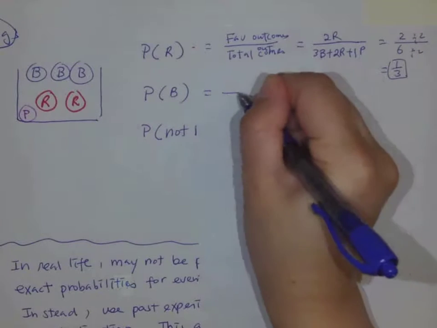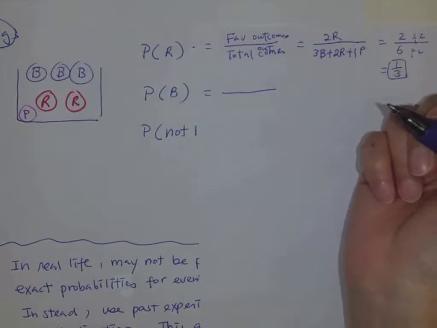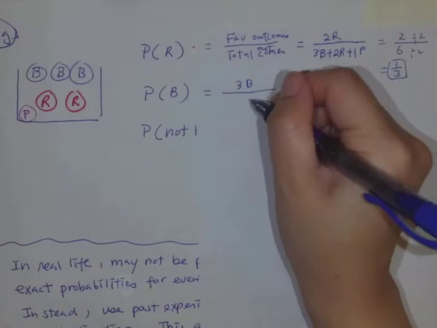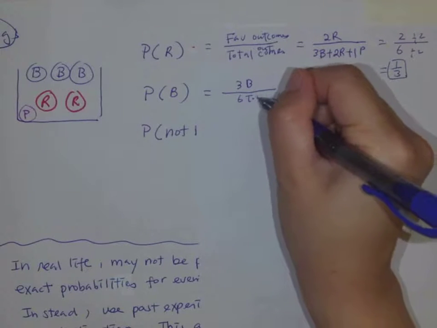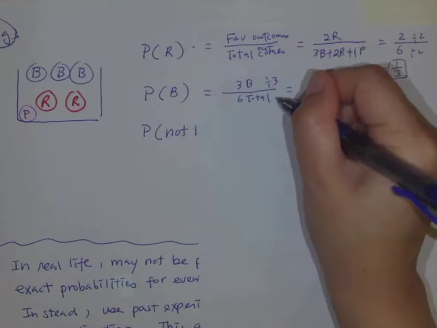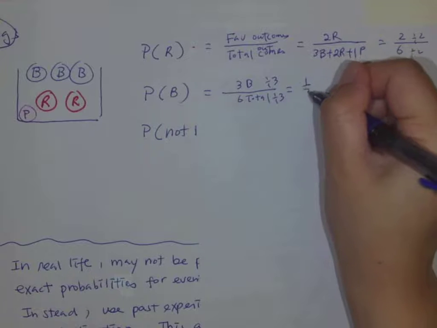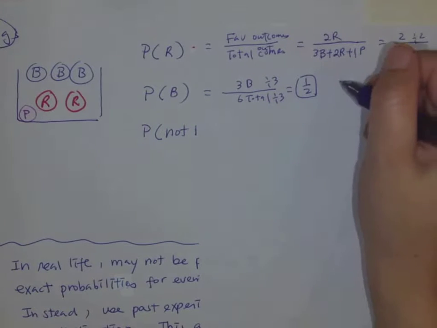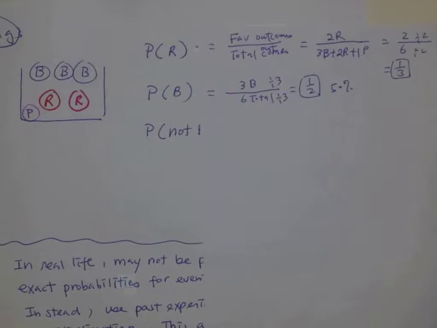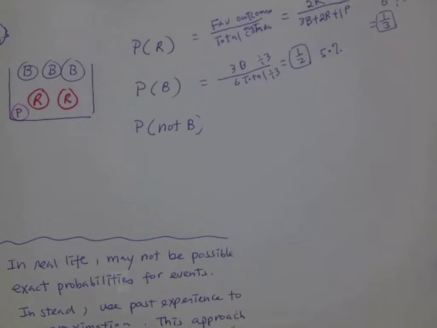The second one, if you want to pause this and try that, you can. Favorable outcome would be 3 blue compared to 6 total, right? So we have this, and we can reduce by 3. So that would be half of a chance, or 50% of the chance you're going to get a blue marble out of this deck.